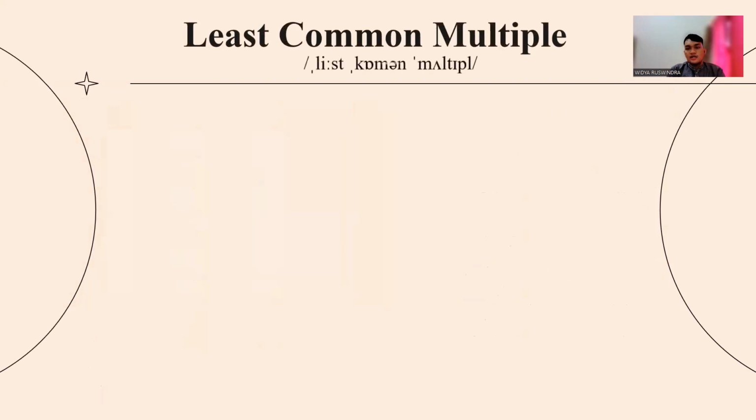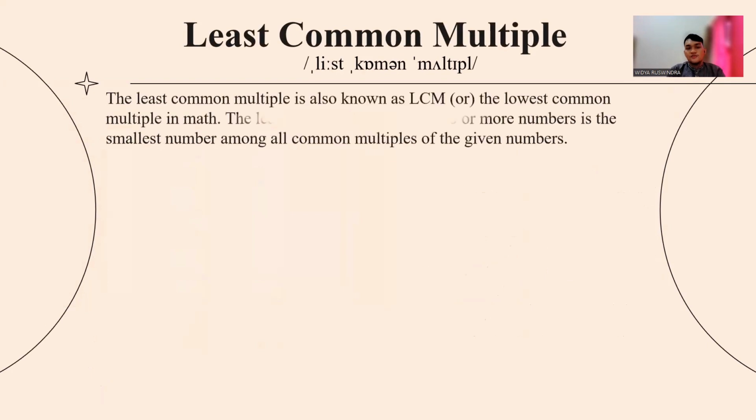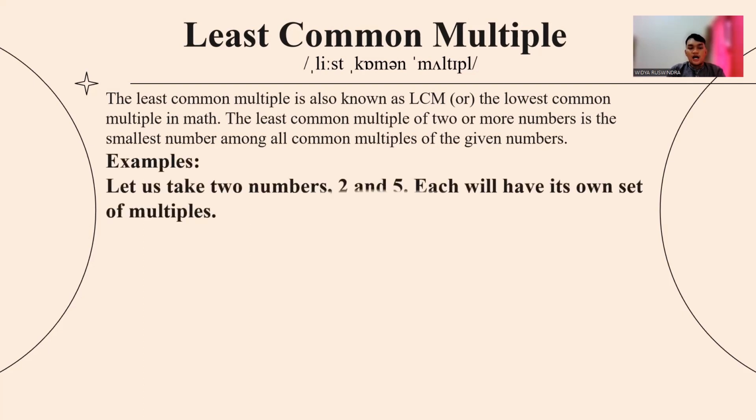Okay, last vocabulary is least common multiple. The pronunciation is least common multiple. The least common multiple is also known as LCM, or the lowest common multiple in math. The least common multiple of two or more numbers is the smallest number among all common multiples of the given numbers. For example, let us take two numbers, 2 and 5. Each will have its own set of multiples.